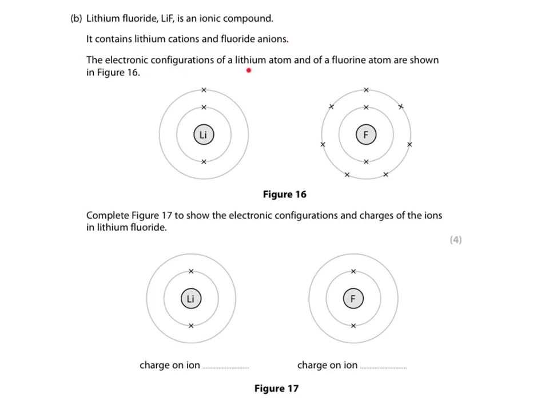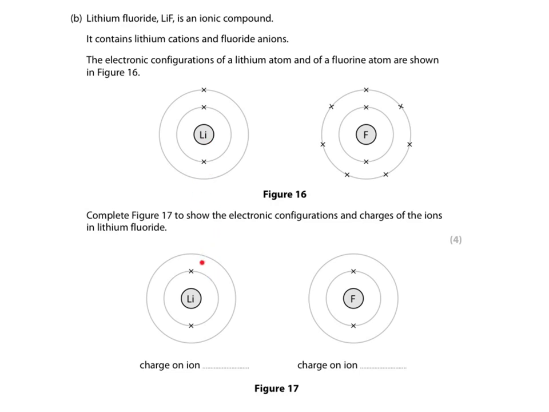The electronic configuration of a lithium atom and a fluorine atom are shown in figure 16. So there's lithium, there's fluorine. Complete figure 17 to show the electron configuration and charges of the ions in lithium fluoride. So we know it's ionic bonding because it's called an ionic compound. We also know that because it's a metal and a non-metal. So we need to think what happens to the different atoms as they turn into ions.